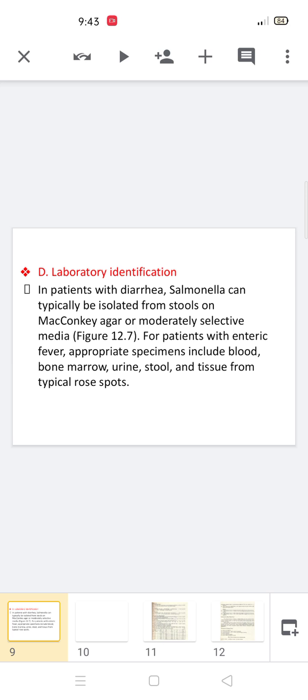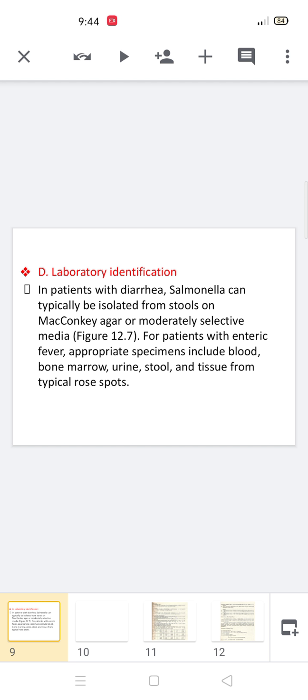Attention students, the remaining parts of this lecture on salmonella we will discuss now. Lab diagnosis of salmonella. The specimens are stool, blood, urine and vomitus.